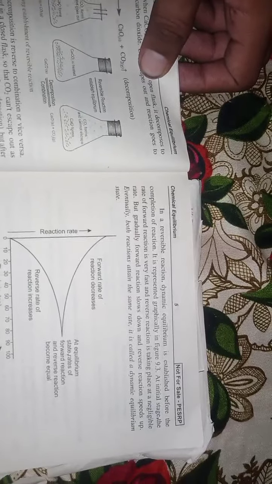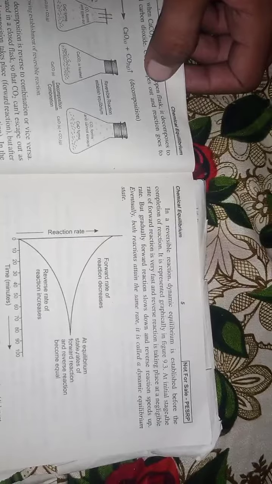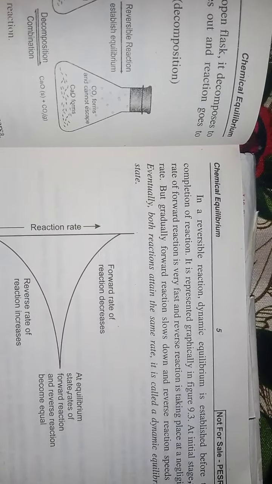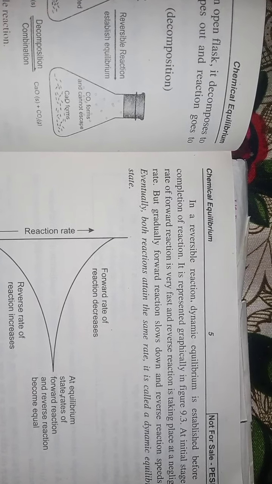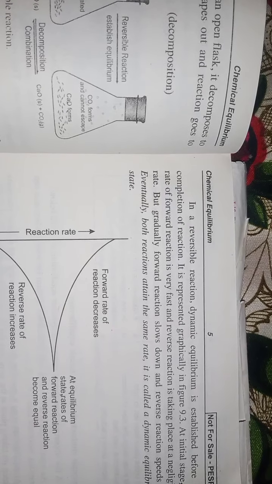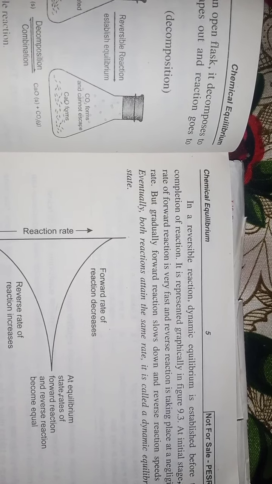At the initial stage, the rate of forward reaction is very fast and the reverse reaction is taking place at a negligible rate, but gradually the forward reaction slows down and the reverse reaction speeds up. Eventually, both reactions attain the same rate. It is called a dynamic equilibrium state.